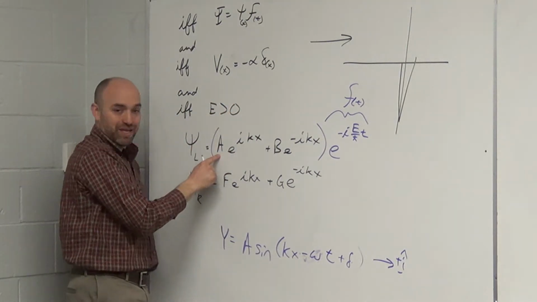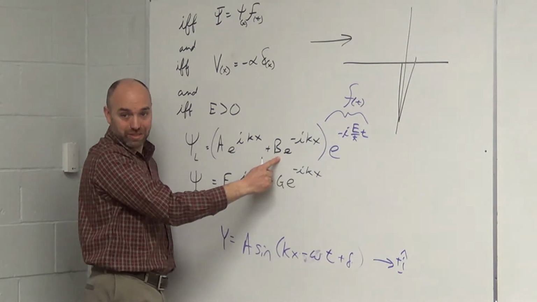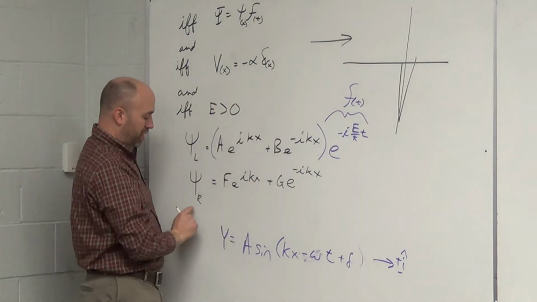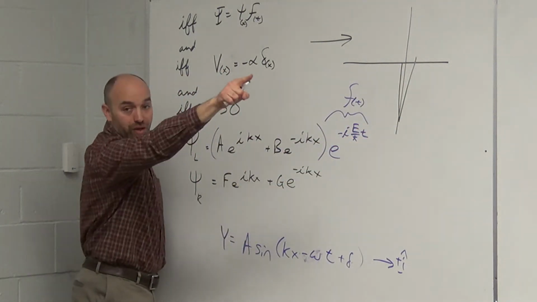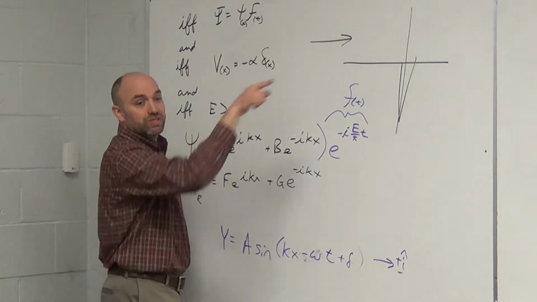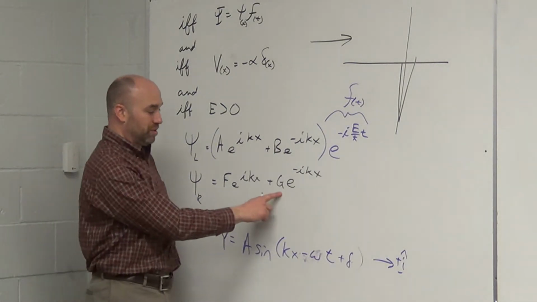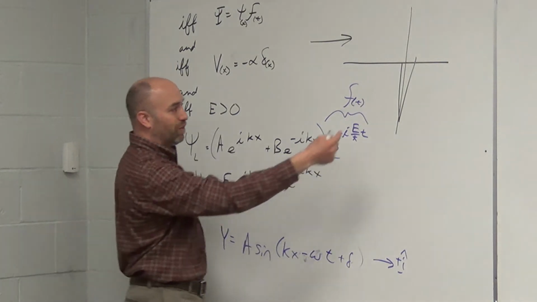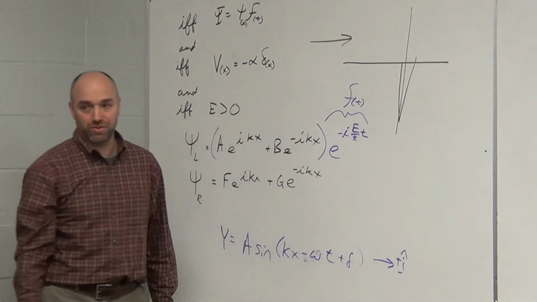So A is the incident, B is what? Reflected. Because that's the one that goes the other way. But on the other side, on the right side of our well, F is the one that's going that way, and what does that one represent? Transmitted. The one that transmits over the well. Okay? What is G? Nothing. Zero. Because it represents the wave that comes back. And what's come back? Nothing. So there is nothing there, so G must be zero.